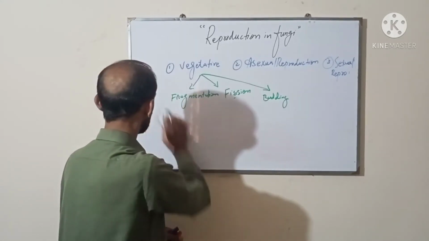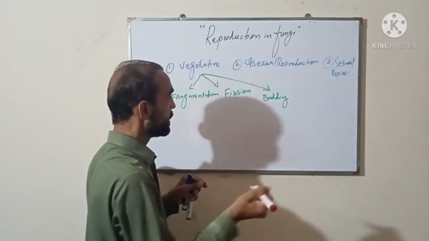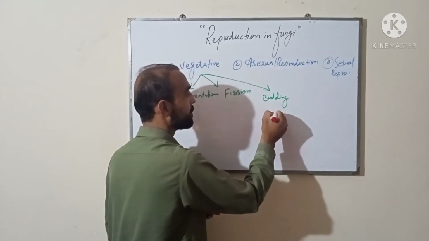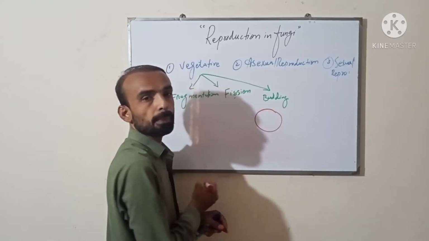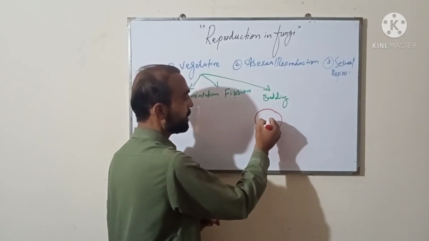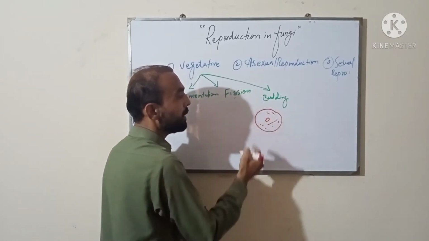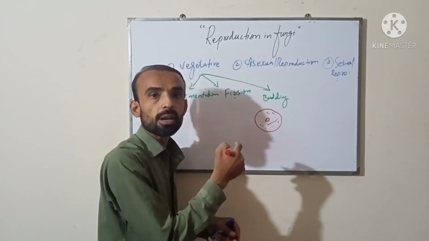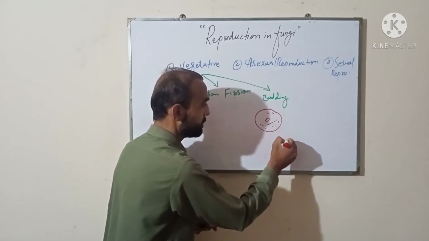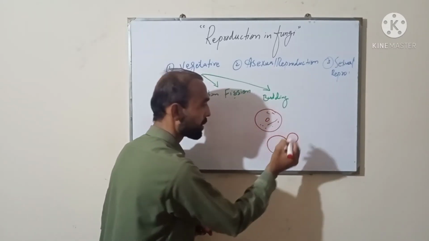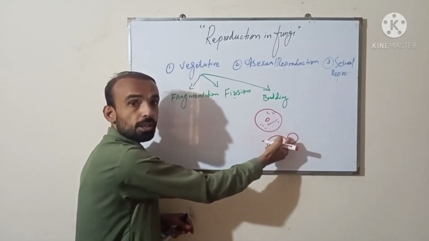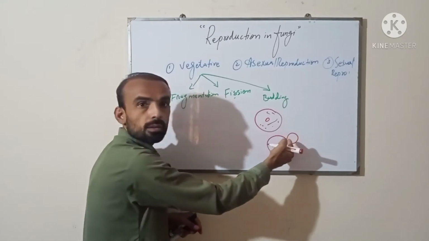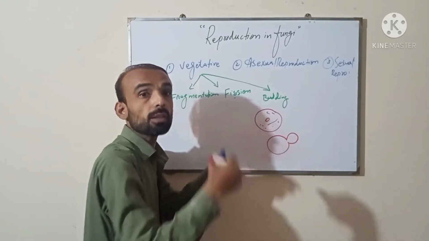What is budding? Here we see the yeast. A small tiny outgrowth comes from the body of the yeast fungus. Look here. See it here. A small tiny outgrowth comes out from the yeast body. Then this tiny outgrowth will develop further.